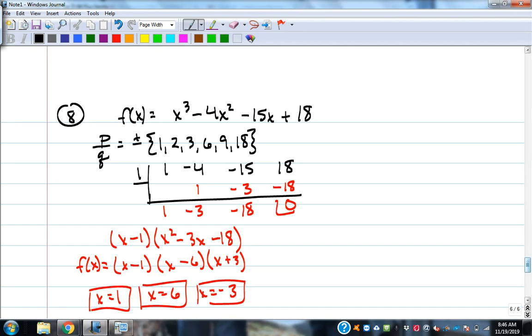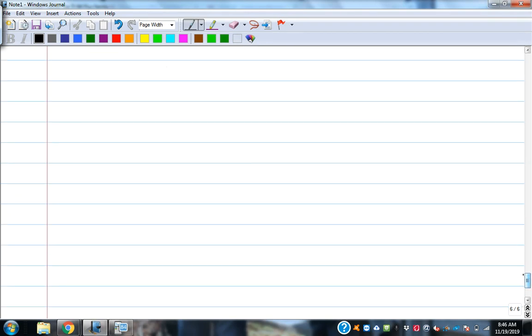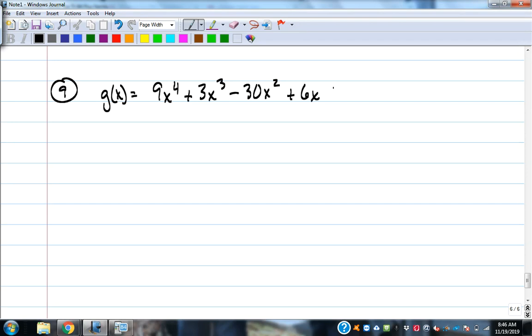Let's do one that's a little bit more fun. All right, so we got 9. Let's go. G of x is equal to 9x to the 4th plus 3x cubed, excuse me, minus 30x squared plus 6x plus 12.